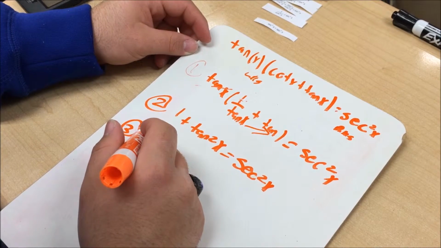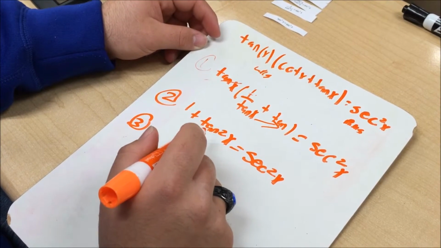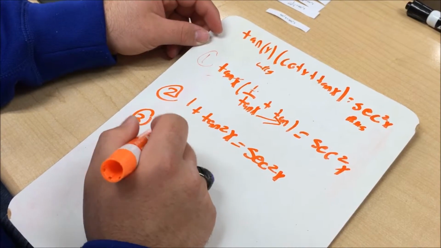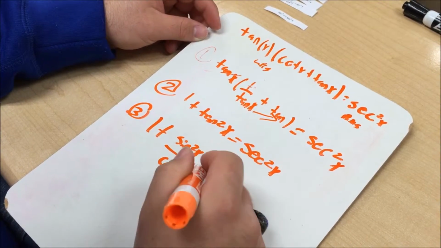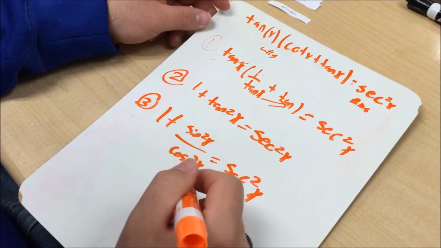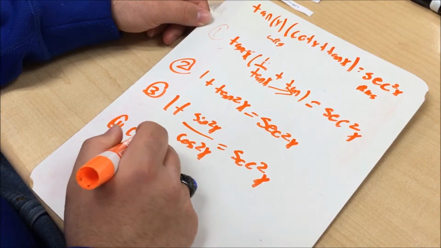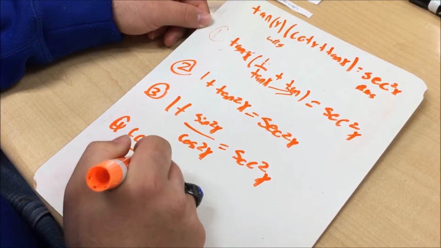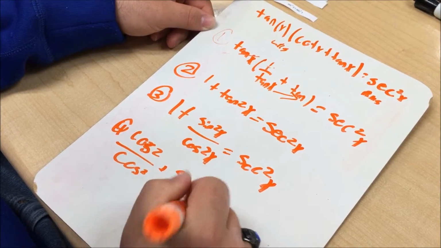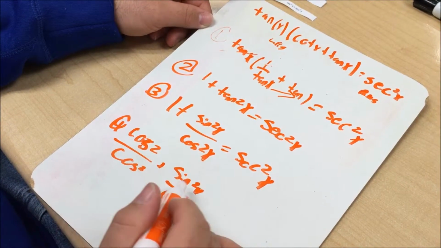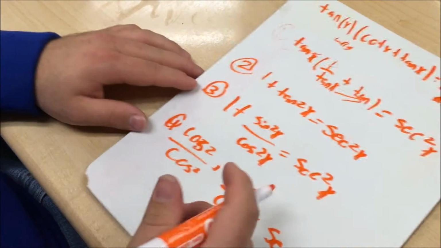Step 3 is you know that tan²x is actually equal to sin²x over cos²x, so 1 plus sin²x over cos²x is equal to sec²x. So what you want to do now, since you have a 1 here, because you have a fraction and a common denominator, is spread that denominator out to all of the other terms.